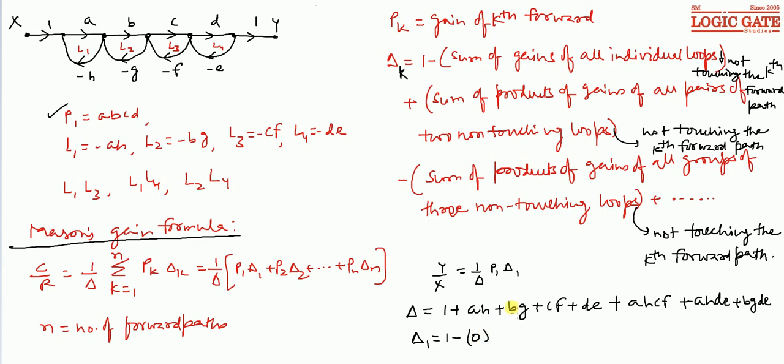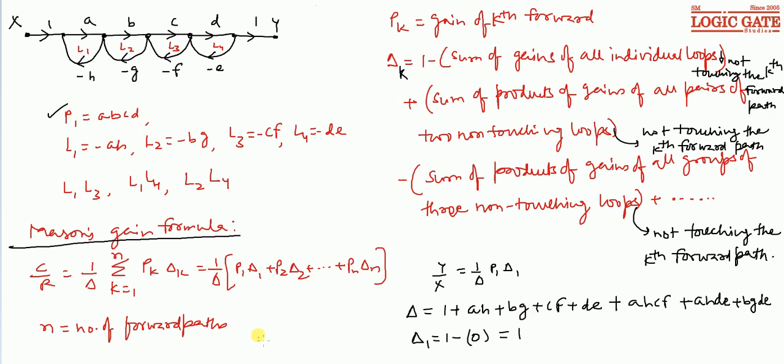If there is no individual loop which is not touching the first forward path, so there is no question of a pair of non-touching loops which is not touching the first forward path. So we don't need to find any further. So del 1 will be just 1. Okay, so we have del 1 and P1 is already there, A, B, C, D.